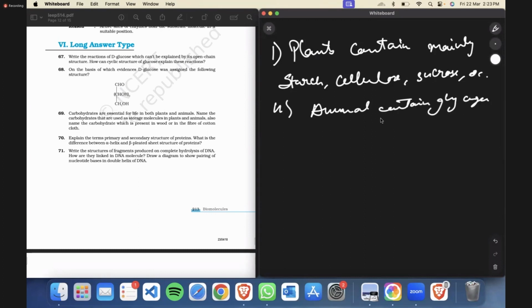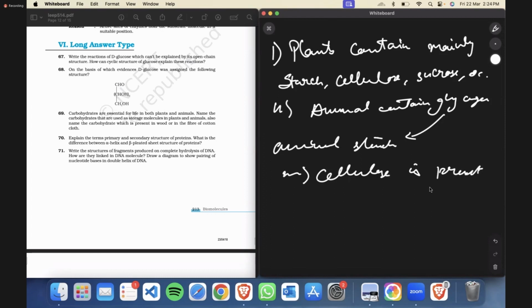Animals contain glycogen in their body. So glycogen is also known as what? Animal starch. Glycogen is present where? In the liver, muscle, and brain. When the body needs glucose, enzymes break glycogen down to glucose. And number third, cellulose is present in wood and fiber.